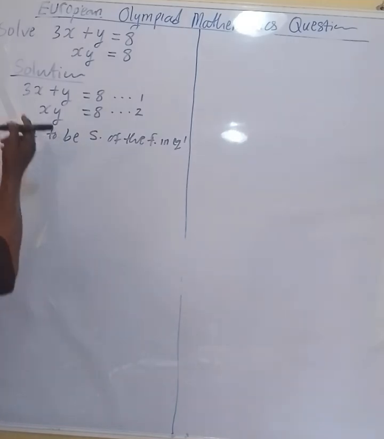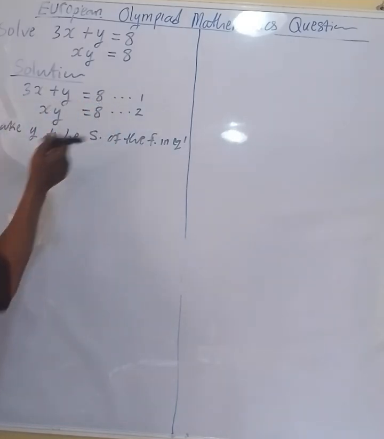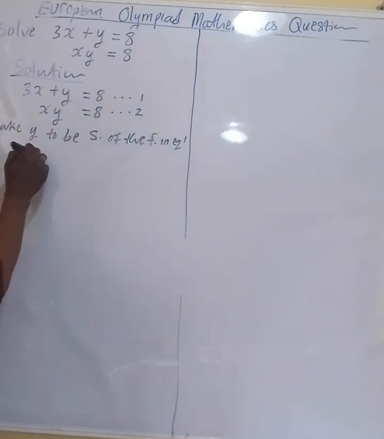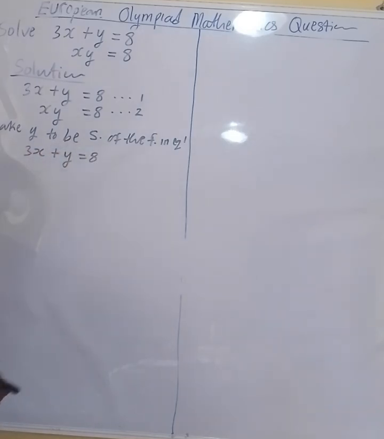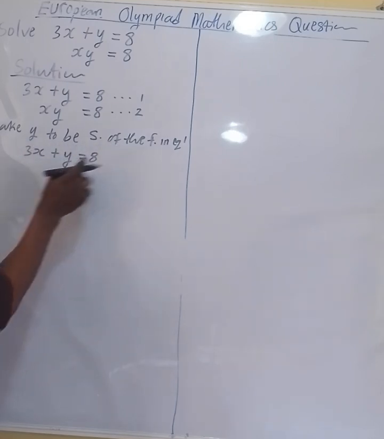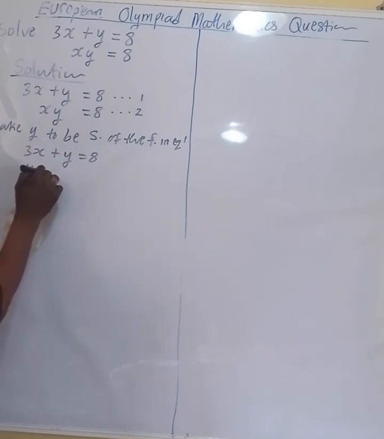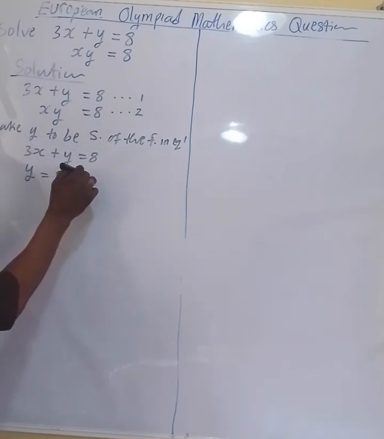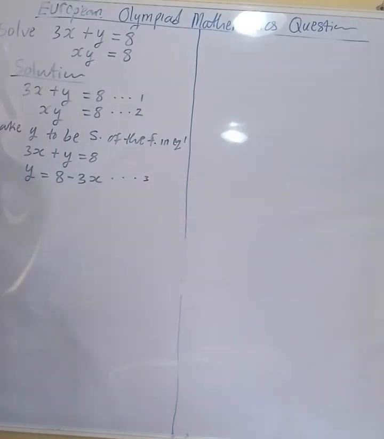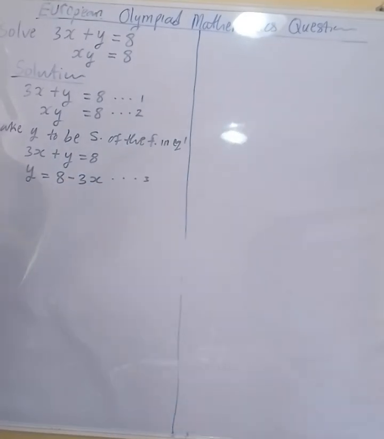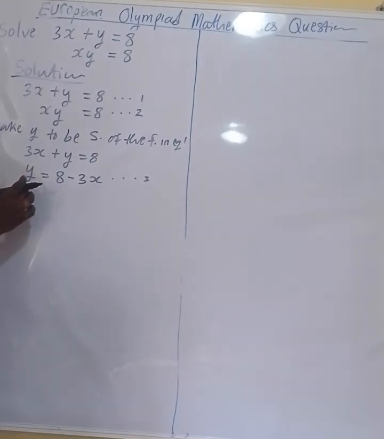Now equation 1 says 3x + y = 8. For us to make y the subject of the formula, we take 3x to the other side. So we now have y = 8 - 3x. That gives us equation 3. Having done that, the next thing we are going to do is substitute the value of our y into equation 2.